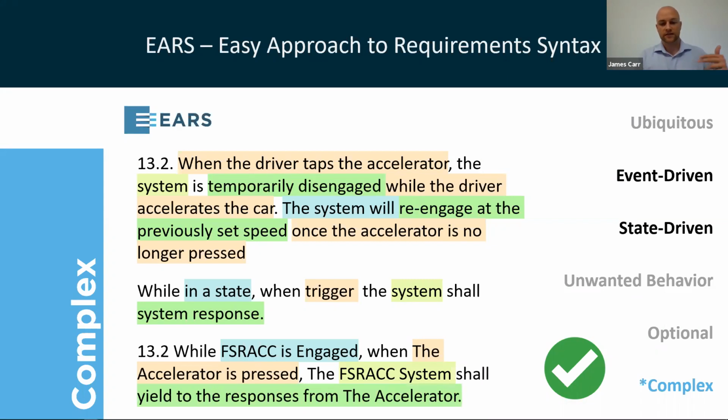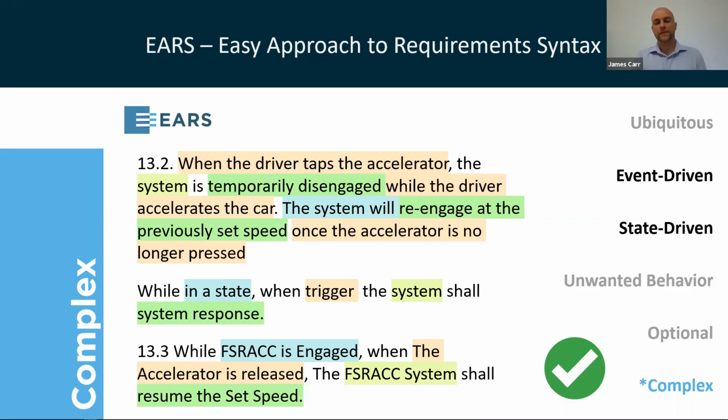So then you're specifying those two things. First one is while the accelerator is being pressed. The other is what happens after it's released. And both of those are in that state where the system needs to be engaged for that to happen. So that's an example of a complex requirement.